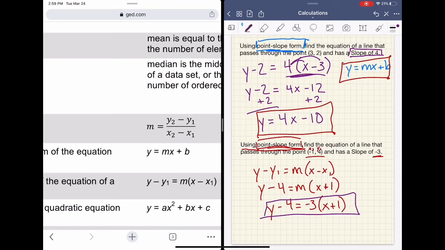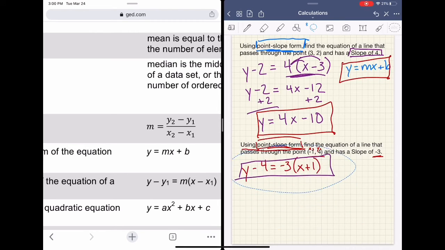So again, if you just wanted to put that into slope-intercept form instead of point-slope form, all you would need to do is just a few mathematical steps, and that would get us there. So let's go ahead and do that, just to show you that it can be done. So we're in point-slope form.